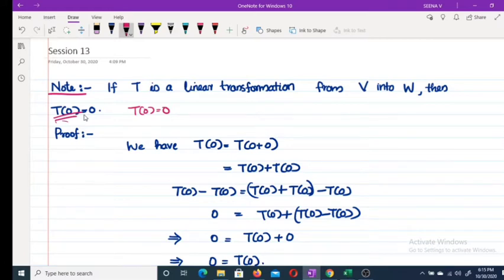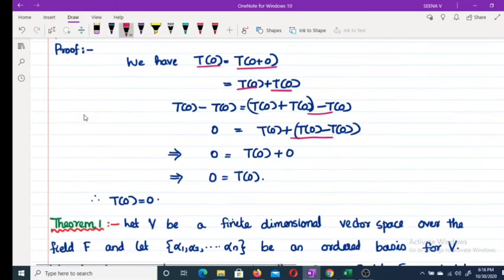Now, for proving this, we have T of 0, you can write as T of 0 plus 0. Given that T is a linear transformation, you can write this as T of 0 plus T of 0. Now, T of 0 is in W and W is a vector space, therefore minus T of 0 also exists. Therefore, T of 0 minus T of 0 you can write like this. Addition is associative, therefore you can write like this. But minus T of 0 is the inverse of T of 0, therefore this becomes 0. This implies 0 equals T of 0, that is, we get T of 0 equals 0.